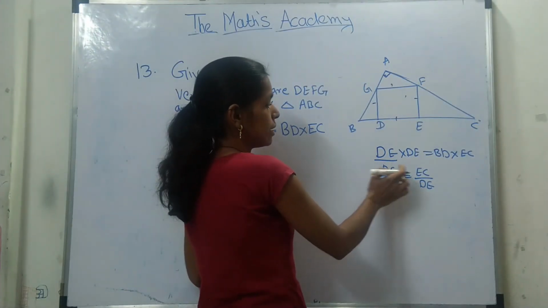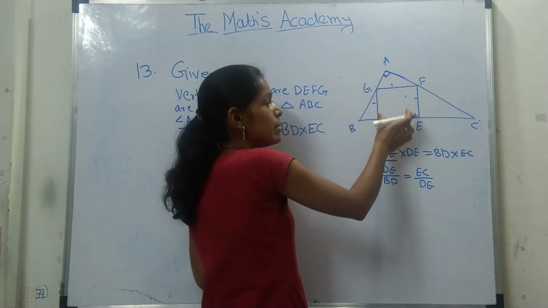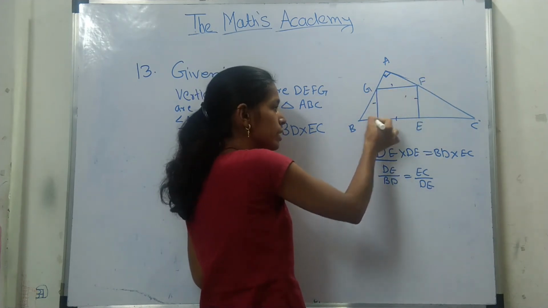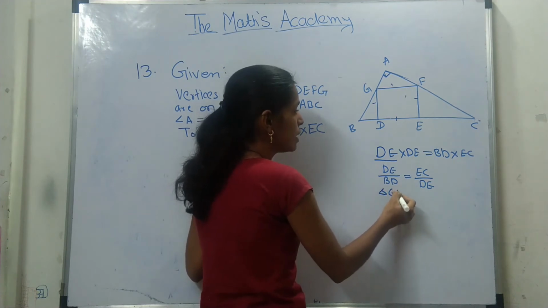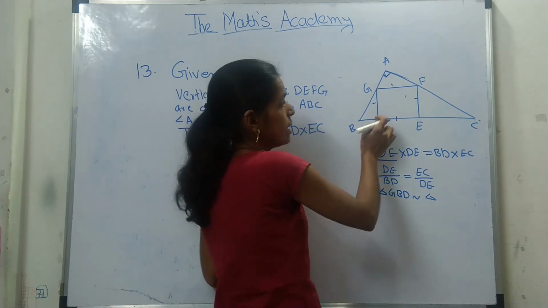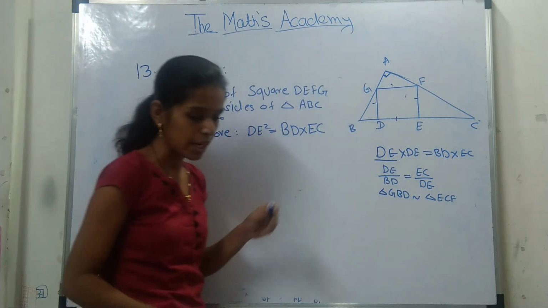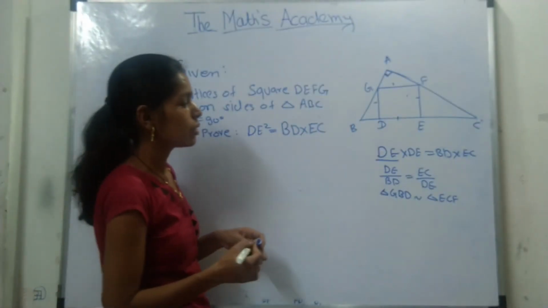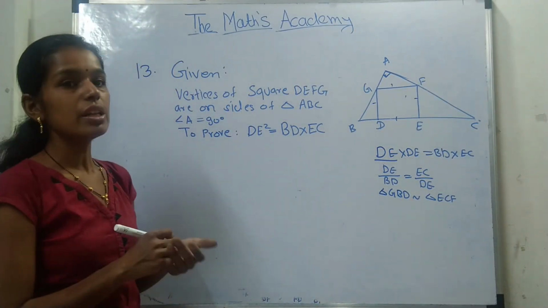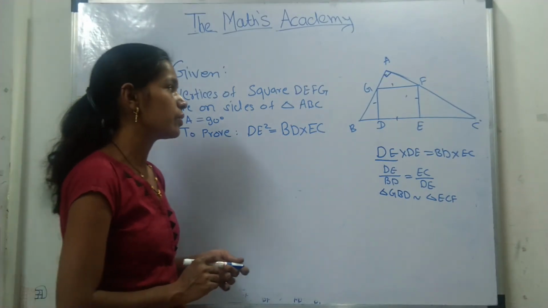Let's see. DE should be the side of the same triangle, but as DE is the side of the square, it will be equal to GD also and it will be equal to FE also. So we have to consider triangle GDB, similar to triangle, see here, GBD. Then we have to consider triangle FCE or ECF. We have to show that these two triangles are similar to each other. For showing this, we will use the transitivity property of the test of similarity. What is the transitivity property of the test of similarity?